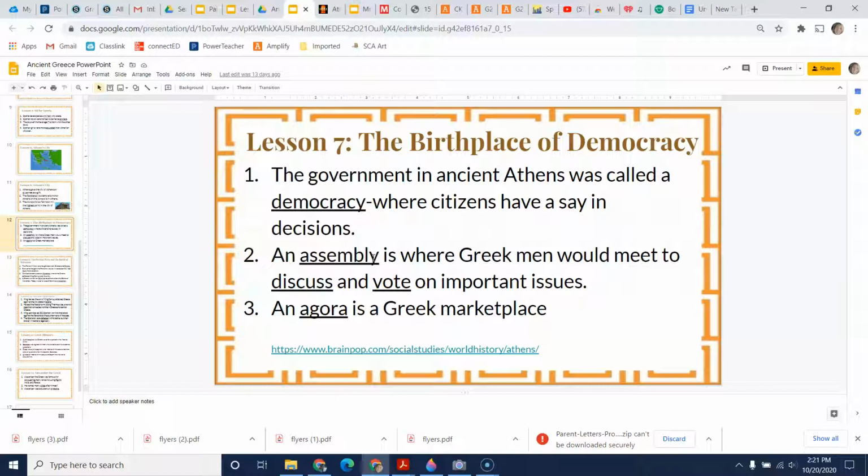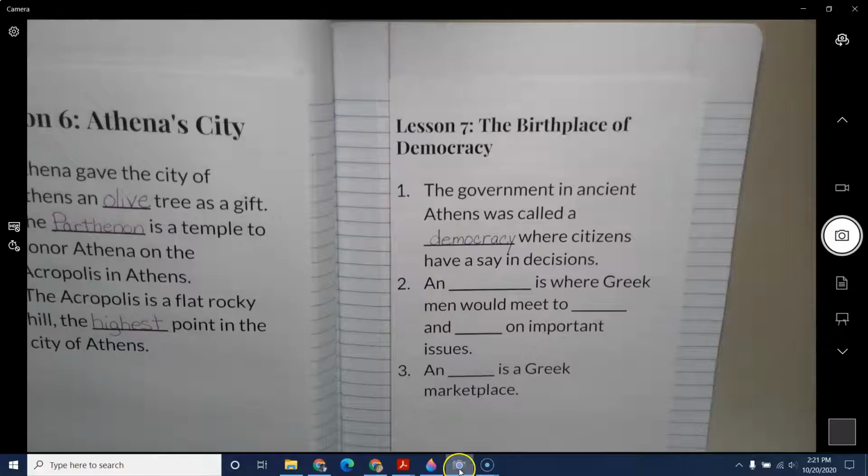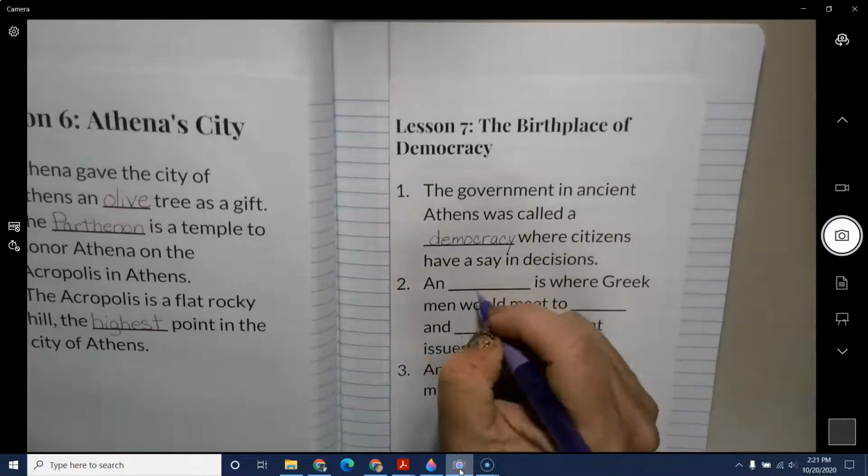They represent us and make decisions on our behalf. We're not actually there making the decisions in Denver for our state or in Washington, D.C. for our country. We elect people who go there and do that on our behalf. But in ancient Greece, the people would gather themselves. They didn't elect someone to go, they actually would go, and they would make the decisions.